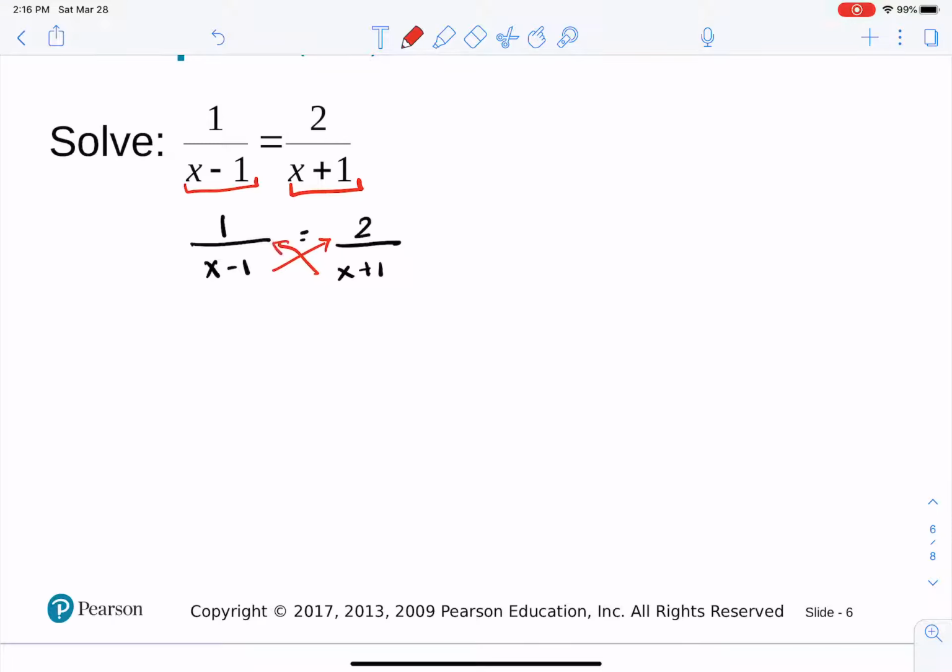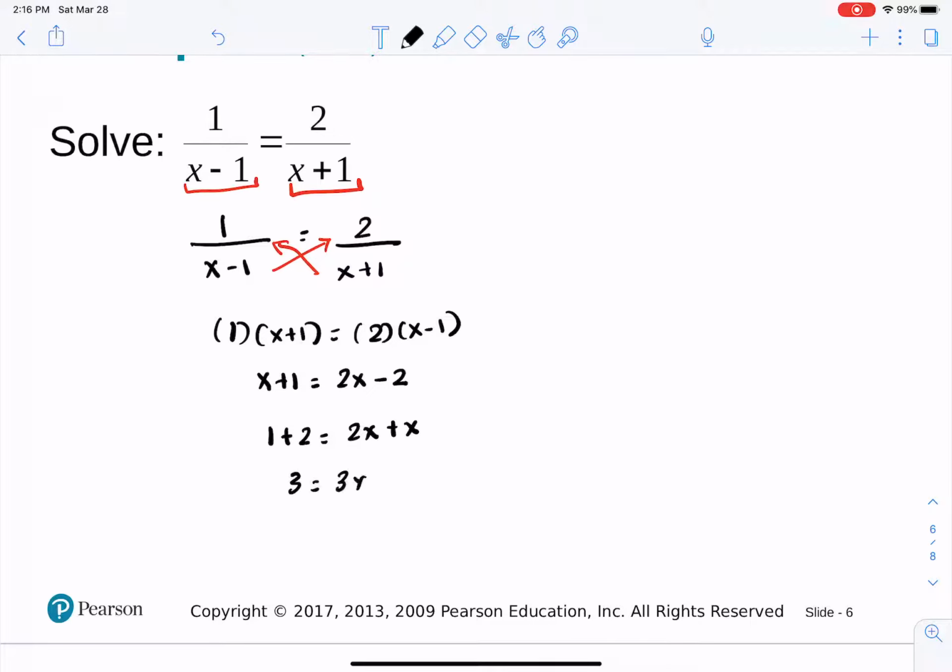And if we cross-multiply, we end up getting 1 times x plus 1 equals 2 times x minus 1. That would give us x plus 1 equals 2x minus 2. Move all the x's to one side and numbers to the other. So 1 plus 2 would equal 2x plus x. 3 would equal 3x. That would imply 3x is equal to 3. X is equal to 3 divided by 3. So the solution is 1.